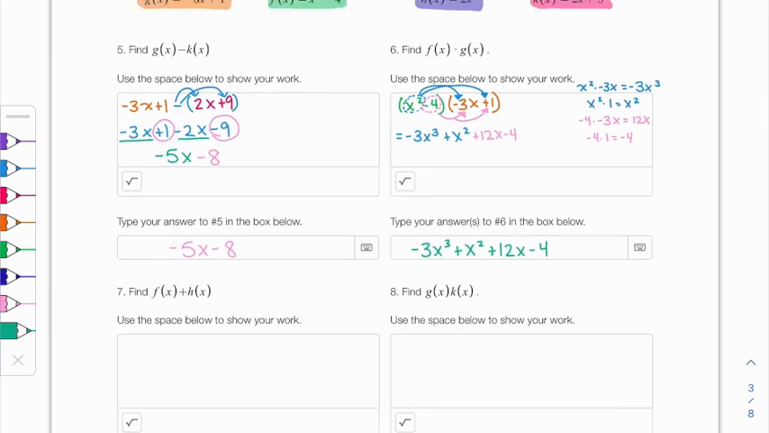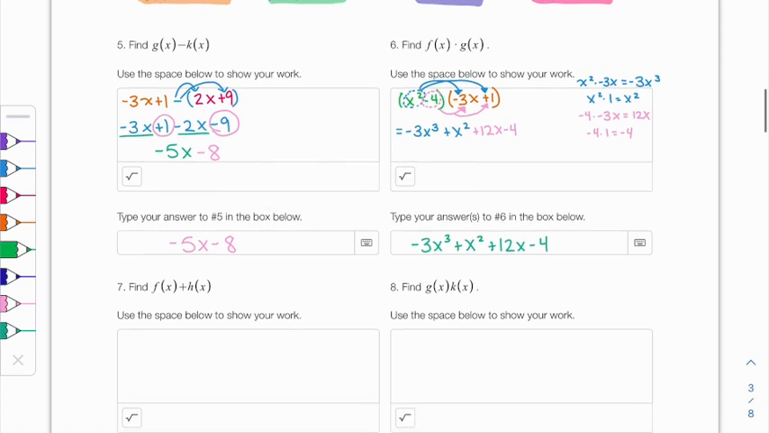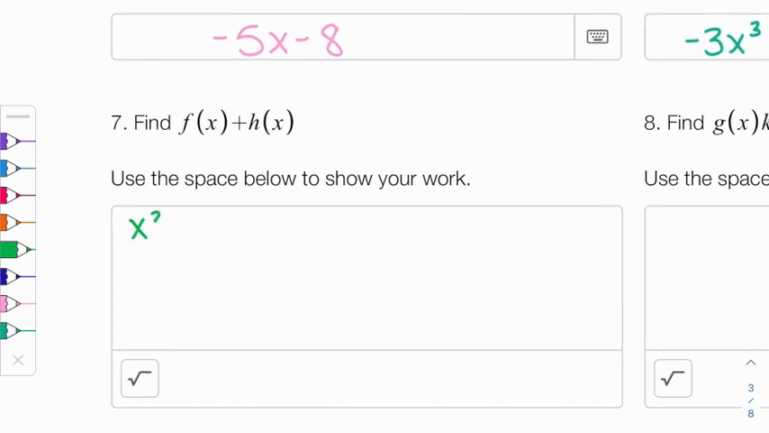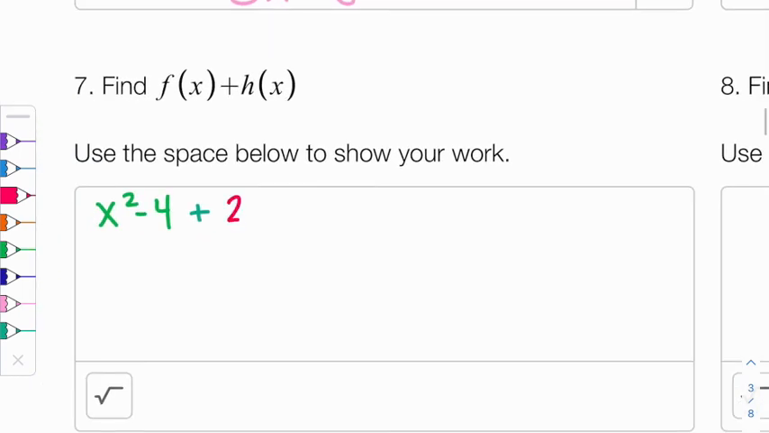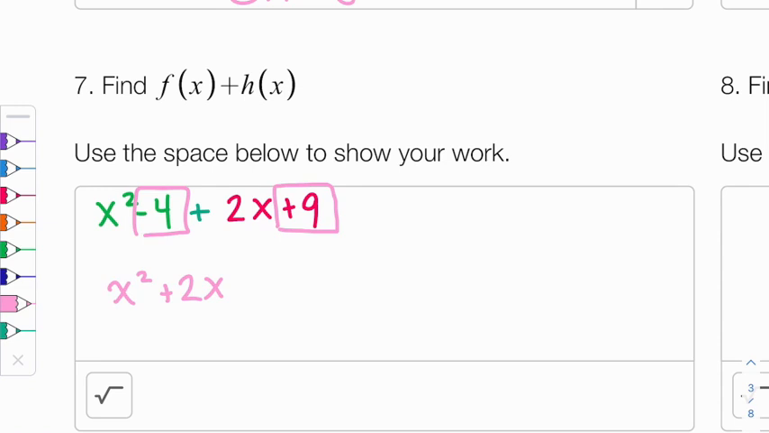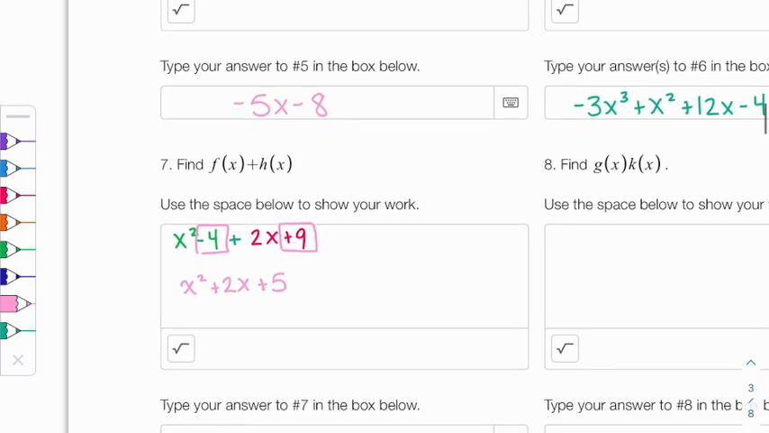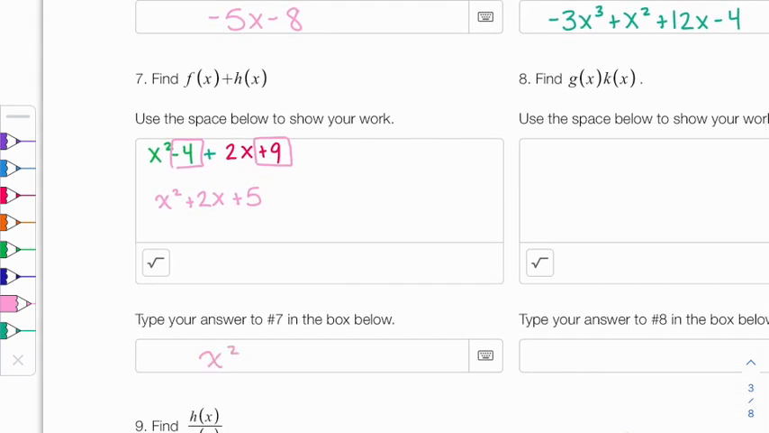Addition's simple. I can just add the functions, nothing fancy. So f of x, x squared minus 4, plus whatever my h of x was. I don't need to use parentheses when I add, so plus 2x plus 9. Combine your like terms. So x squared doesn't have a like term. -4 does. It's -4 and positive 9. So x squared plus 2x plus 5. Again, nothing too special. It's in order from highest to lowest. I've created a new function by adding 2.